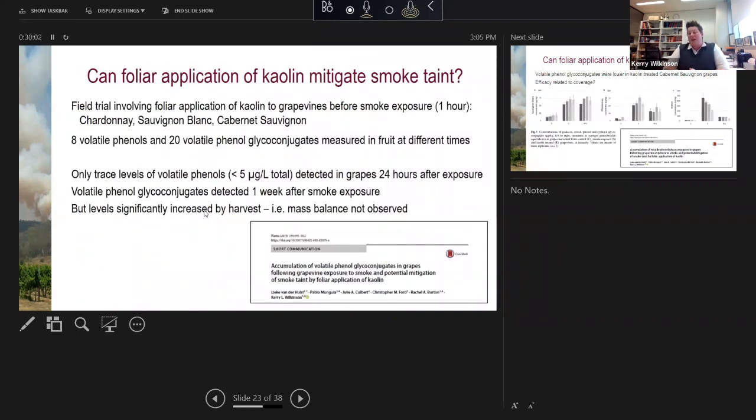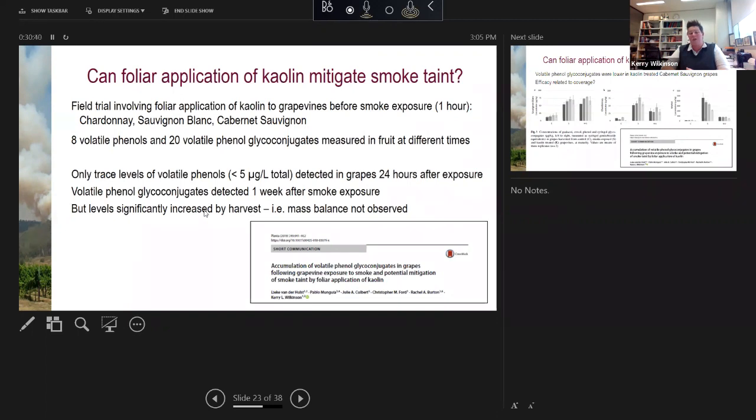So one of the other vineyard trials that we've tried to see whether we can mitigate the effect of smoke out in the vineyard has been the application of kaolin to grapevines. So kaolin is a clay-based material that sometimes gets applied to grapes in order to protect them from sunburn. So it's essentially a clay-based sunscreen for grapes. So we did this trial where we applied kaolin to 3 different grape varieties, and we then exposed them to smoke, so with and without that kaolin, and measured a suite of smoke taint marker compounds to see whether the kaolin had any effect.